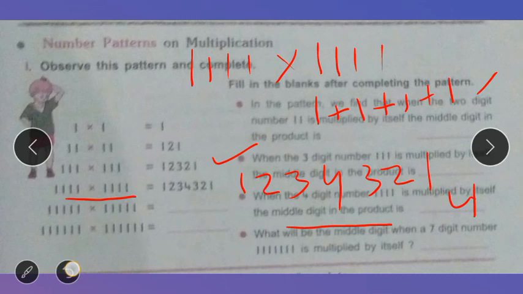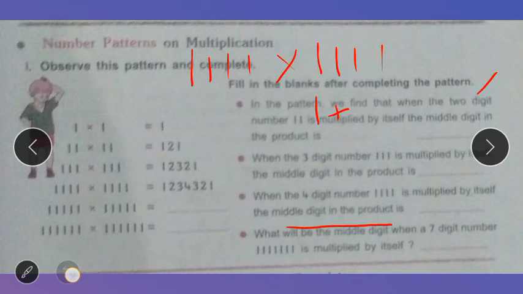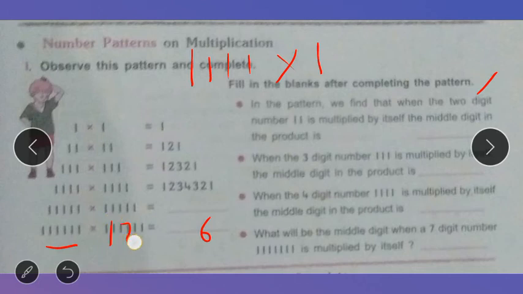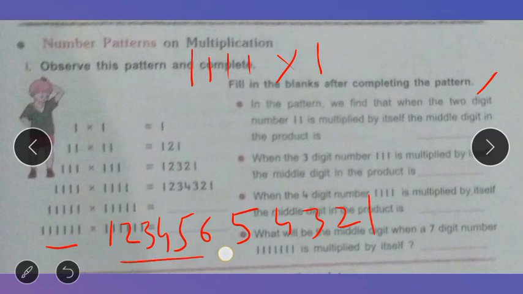Now the last one. How many times ones are there, children? Just count it. In this question 6 times 1 is there. So the middle number will be, children, 1 plus 1 six times, which means 6. Then the remaining numbers 1, 2, 3, 4, 5. Got it? Then go in descending order, 5, 4, 3, 2, 1. You will get the answer without multiplying these numbers. Clear? Now look this side.